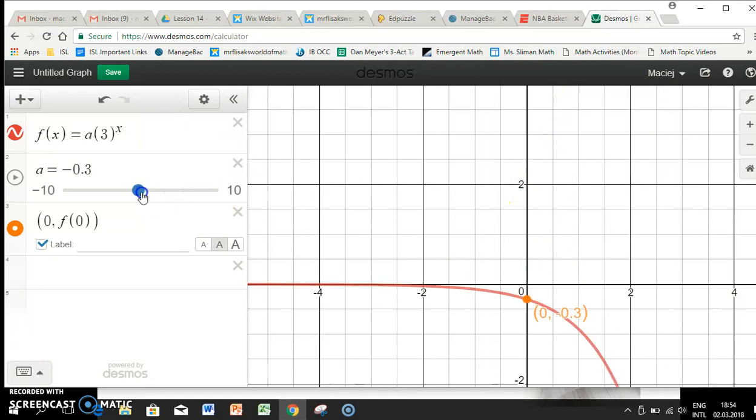Now I'm going to make a 0.7, and it hits the y-axis at 0.7. As I keep going, notice the a value determines what the y-intercept is. That's an important thing to know about exponential functions. If there's a parameter in front of the actual exponential expression, that parameter controls where the y-intercept will be. That is also known as the initial value. It's like your beginning number, because the y-intercept occurs when x is 0. So remember that the a value is the initial value.